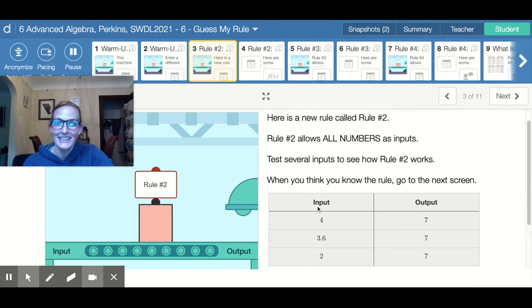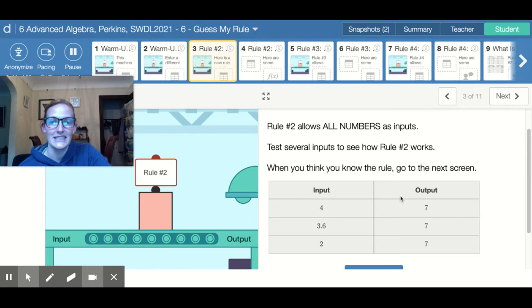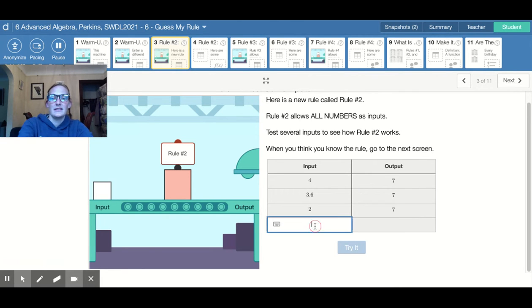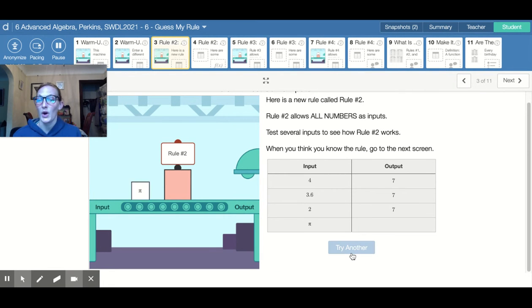Here's a new rule, rule number 2, and you can put in any number you want. I've put in a couple of different numbers: I put in 4, I got out 7, I put in 3.6, I got out 7, I put in 2, I got out 7. Let's try something else. I'm going to put in pi, and what's it going to give me? Hopefully you're guessing it's going to give you a 7, because it is. This is just like, give me a 7 no matter what you do.